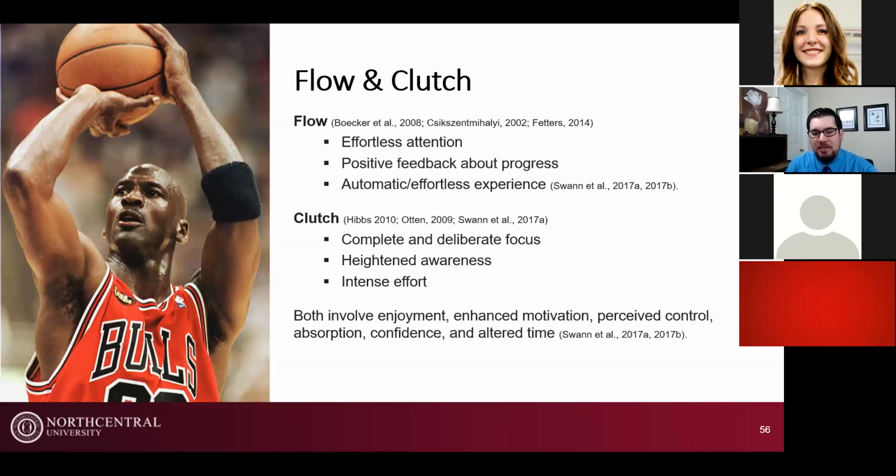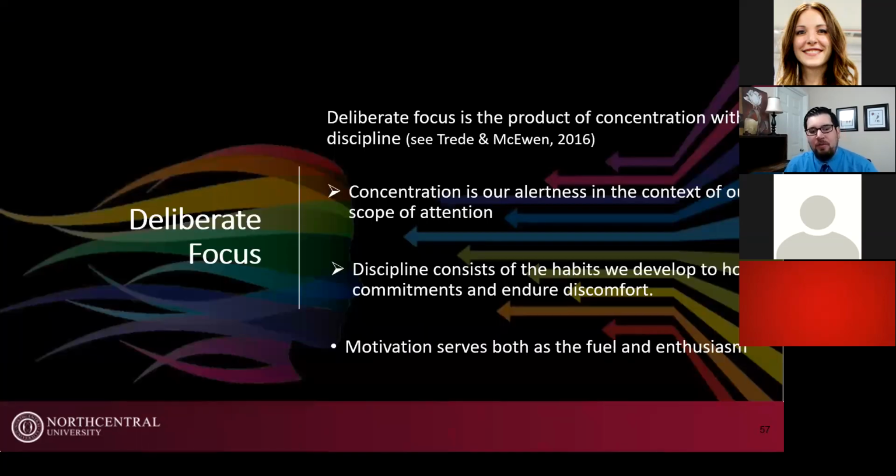Both flow and clutch states involve enjoyment, enhanced motivation, perceived control, absorption and immersion in the activity, confidence, and sometimes an altered perception, like an altered sense of time slowing down. Deliberate focus is the product of concentration with self-discipline. Concentration is our alertness within the context of our scope of attention. Let's break it down. Alertness consists of mental energy and awareness.